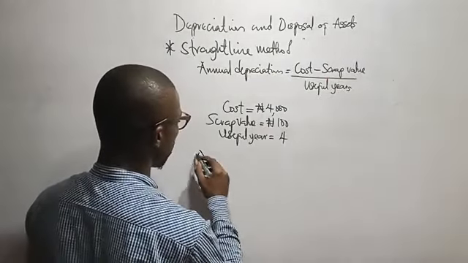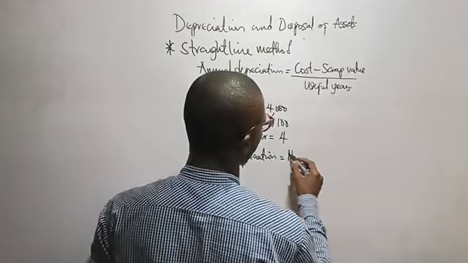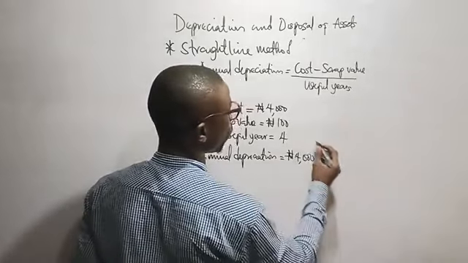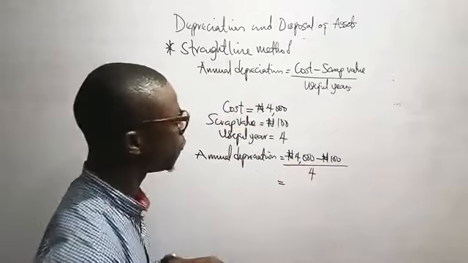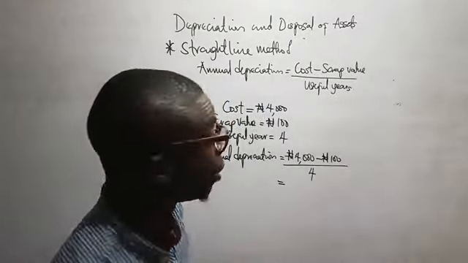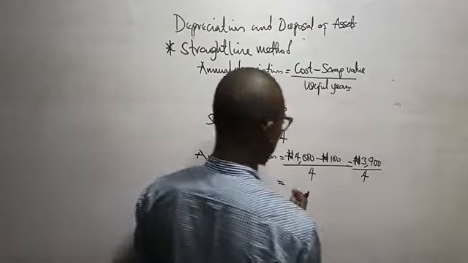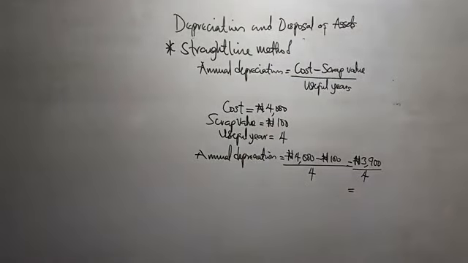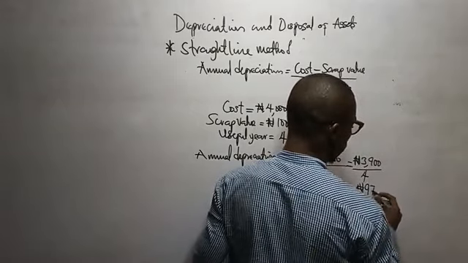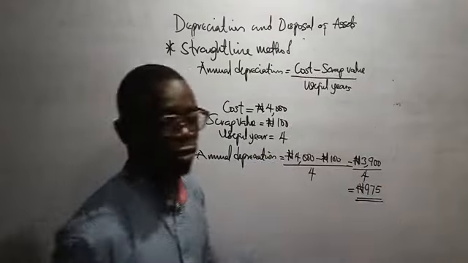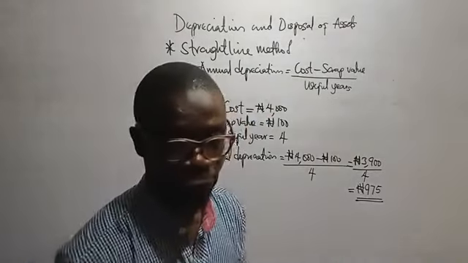So annual depreciation is as follows. The cost is how much? 4,000 naira, while the scrap value is 100 naira, divided by 4. So 4,000 minus 100 naira will give you 3,900. So 3,900 divided by 4. What do we have? It will give us 975 naira. That means that is the annual depreciation. That means the value of the asset will be depreciating by 975 naira every year. Are we together now?